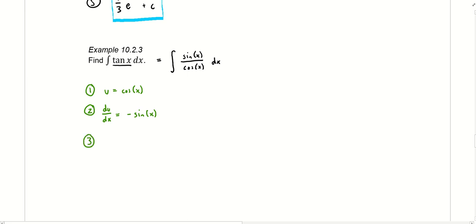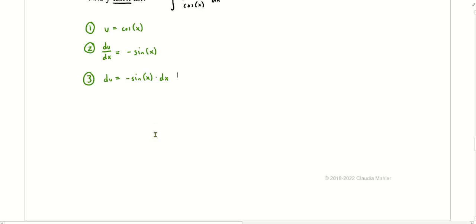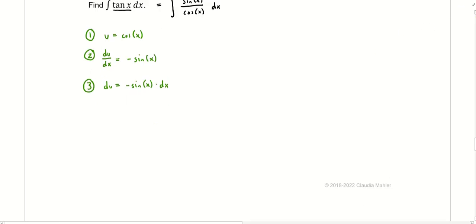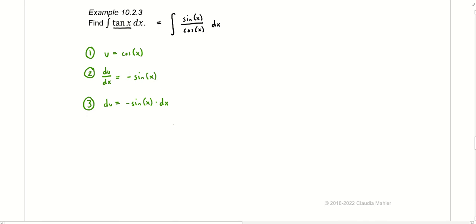And then in step 3, I'm going to rearrange that part in step 2 for dx. So if I multiply both sides by dx, I get du equals negative sine of x times dx. Which means that if I divide both sides by negative sine, I'm going to get dx. dx equals negative du over the sine of x.